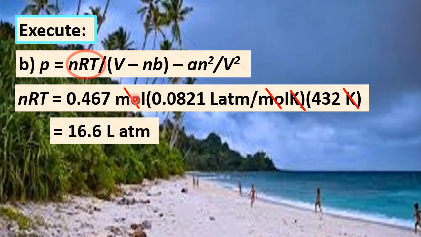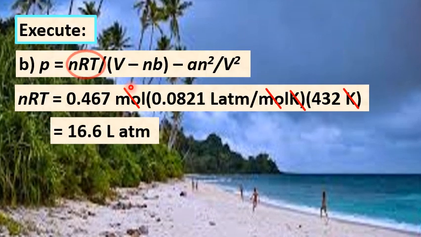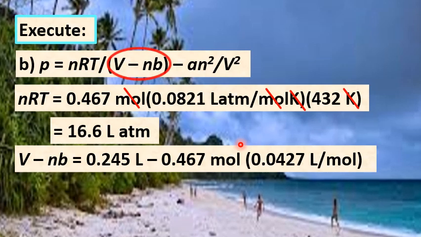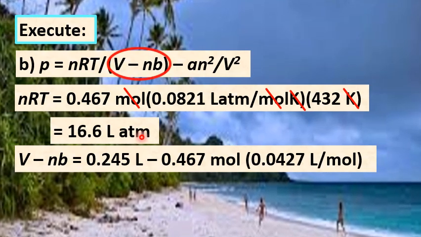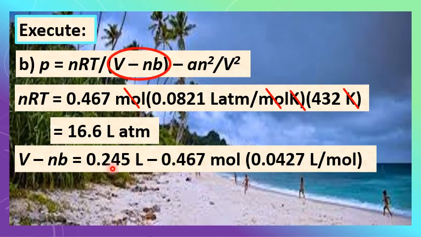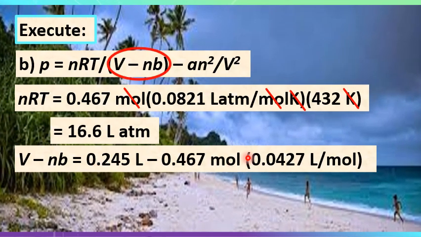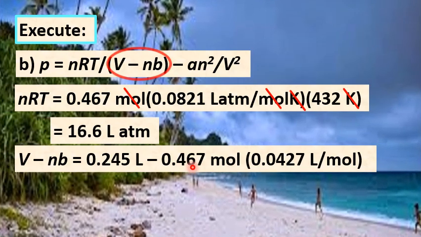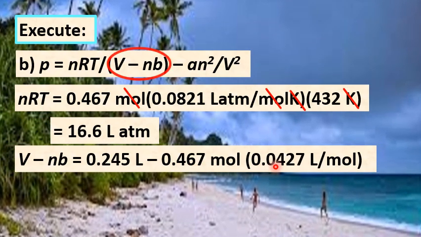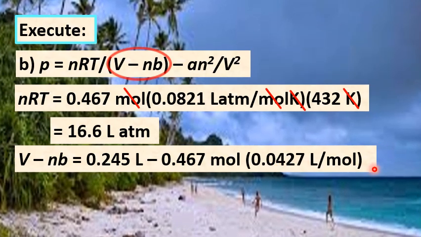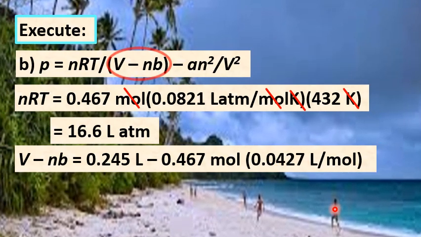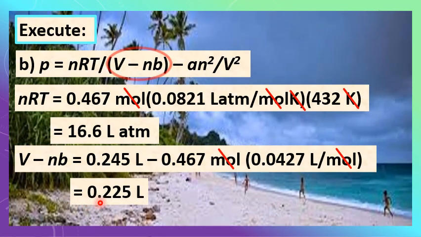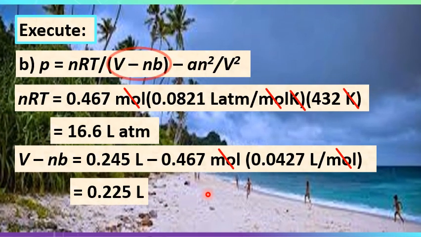And then the term quantity V minus nb, all right, that would be the volume of the gas, 0.245 liter, minus the product of the number of moles and the constant b, or 0.467 moles times 0.0427 liter per mole. So as usual, when you do our math, we get V minus nb equals 0.225 liter.